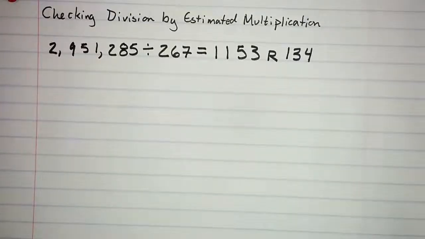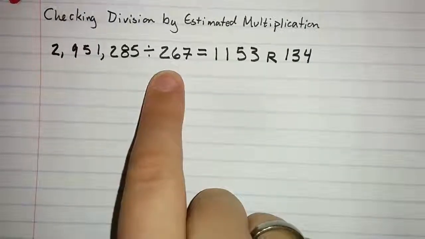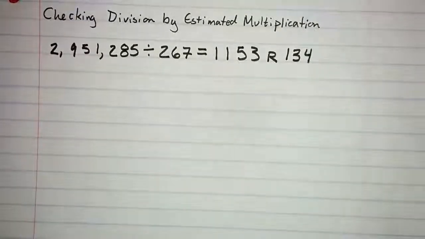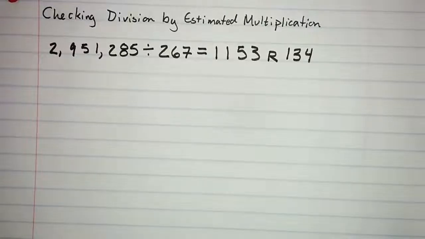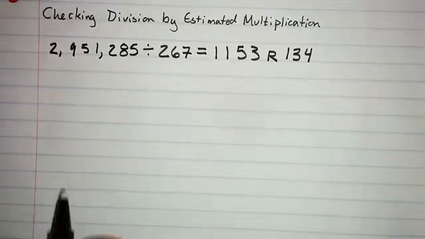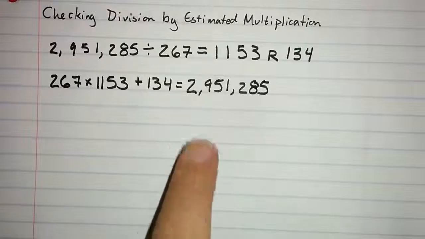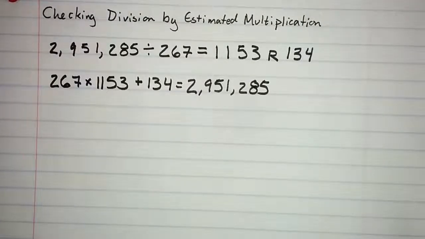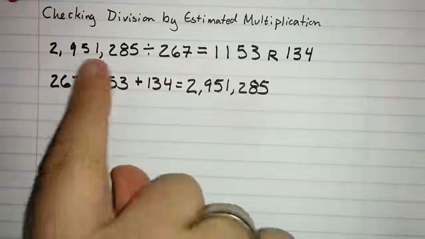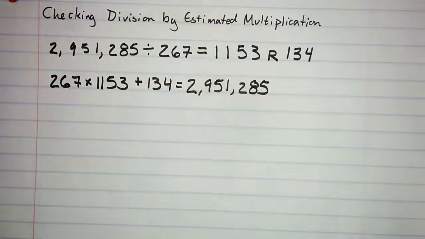And we don't really want to do a 3-digit number times a 4-digit number to check our answer. We can rewrite this still as a sentence involving multiplication and addition. We would write this as 267 times 1,153 plus 134 is 2,951,285. We could work this whole thing out to check this, but maybe we're under some sort of time constraint.